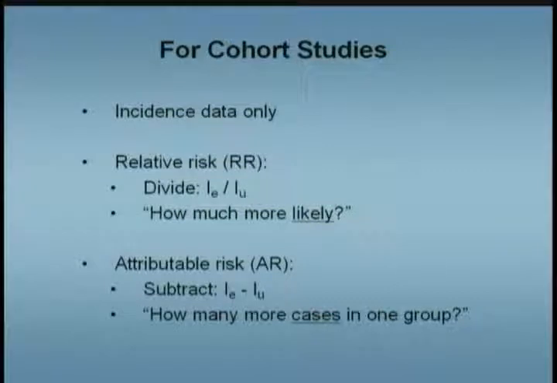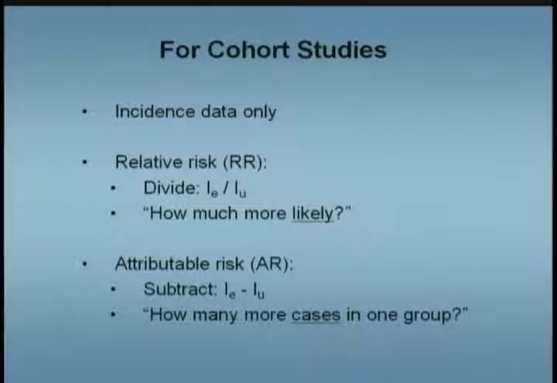Relative risk and attributable risk both use the same kind of data taken from a cohort study, but both do different things with the data. The key thing to remember is simply the mechanics of the mathematics. For relative risk, you're going to divide. For attributable risk, you're going to subtract. Relative risk divide, attributable risk subtract.